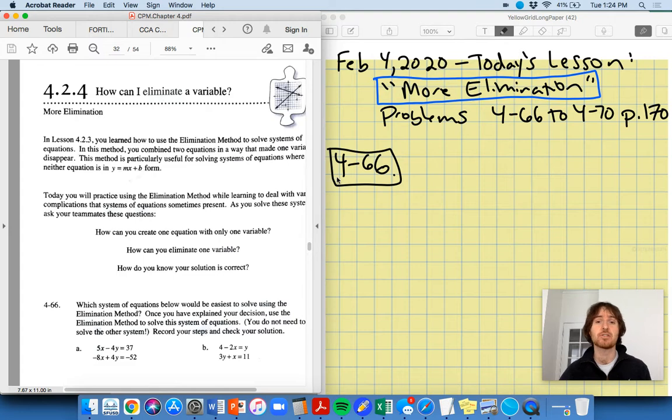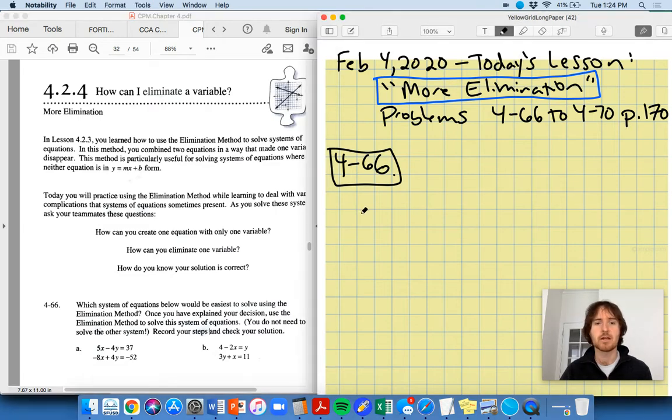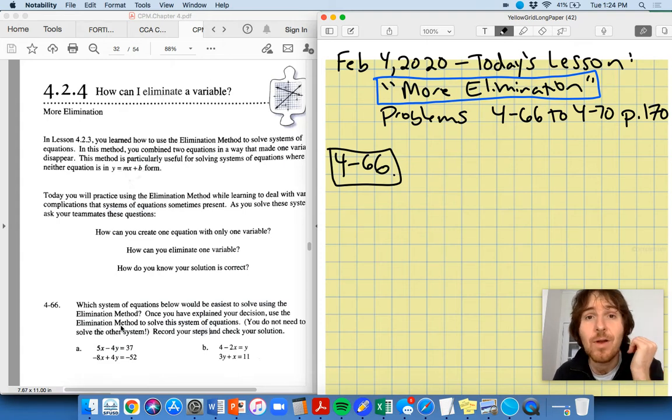So we have here question 466. It's right down here. Today's lesson is more elimination. You're going to do 466 to 470, page 170. We'll do all work right above me right here. But this first question here, 466, is actually going to allow you to really think about what situation would be a good candidate to use the elimination method here.